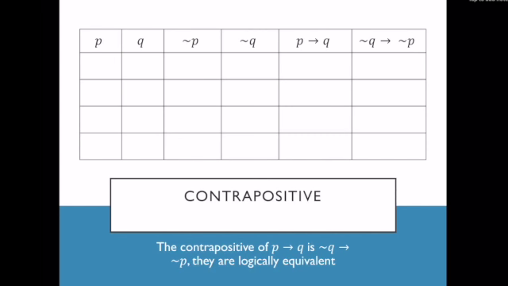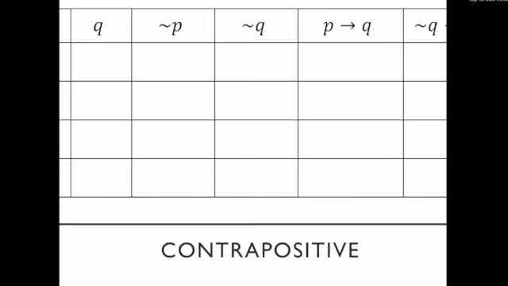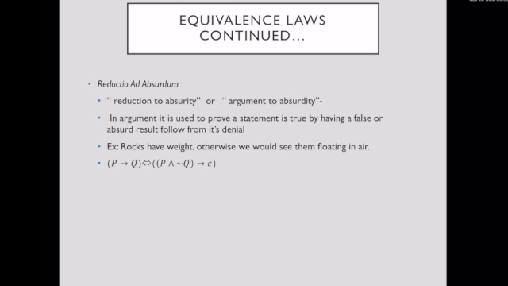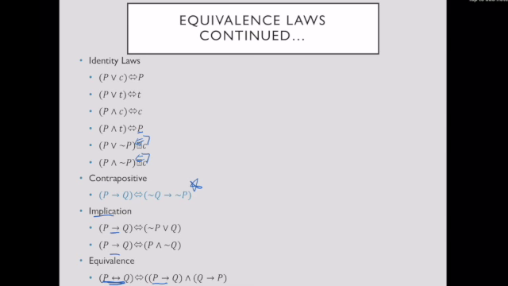Let's take a look at proving the logical equivalence of the contrapositive. So I'm going to go ahead and make my truth table, which we're all very good at by now, right? Just filling in our trues and our falses. Not P would be false, false, true, true. Not Q would be false, true, false, true. P implies Q is only false if true implies false. So here I have true implies true, which is true. True implies false, which is false. False implies true.